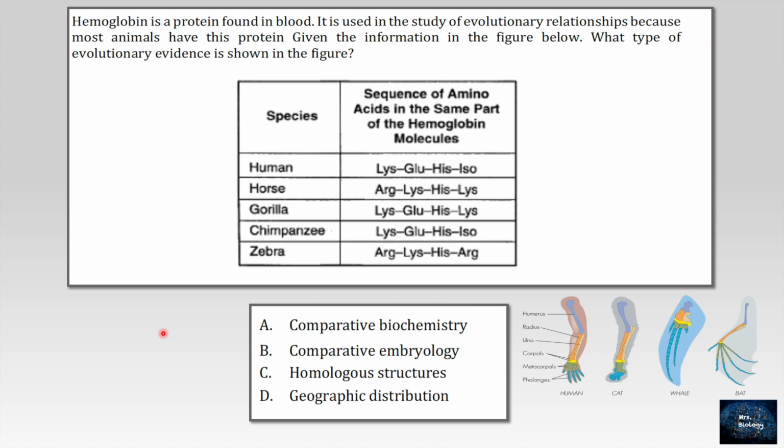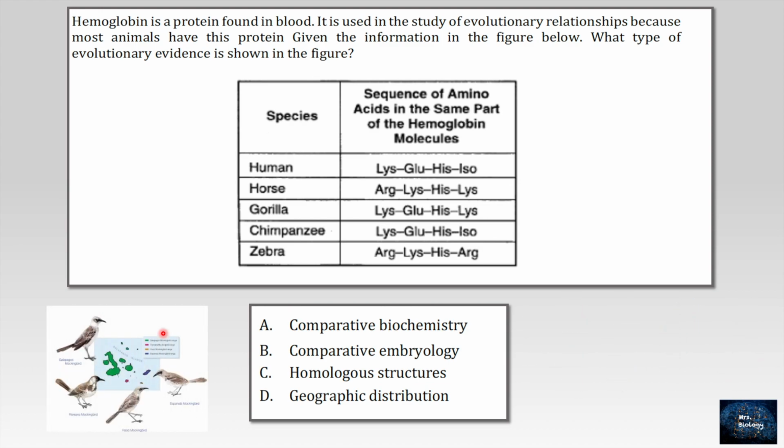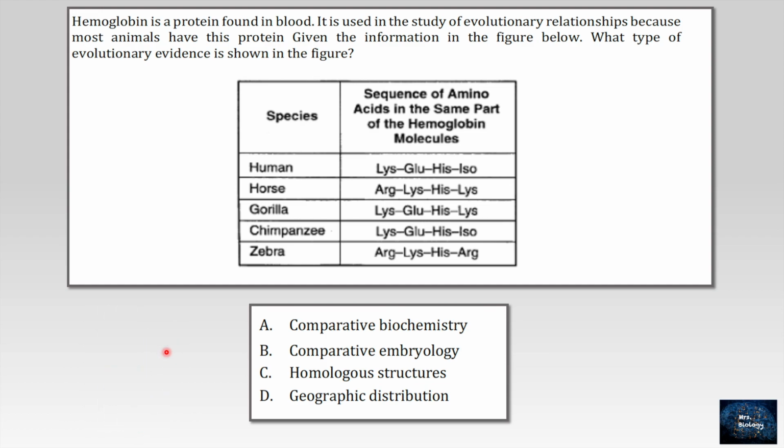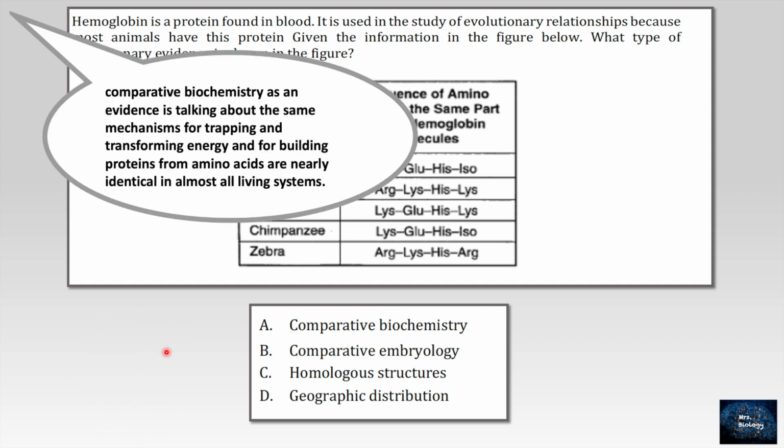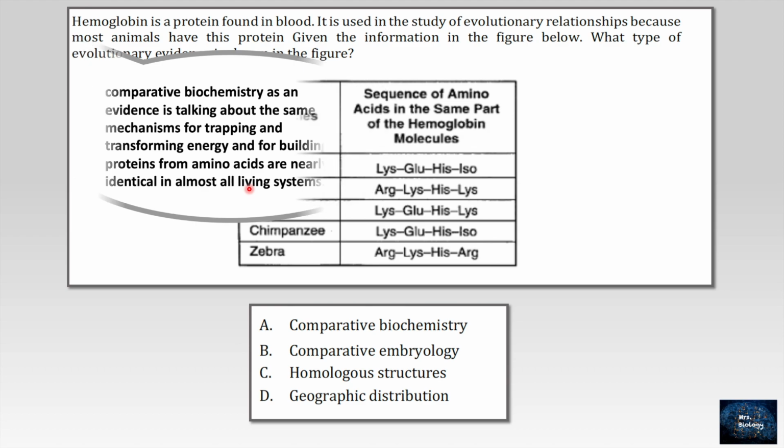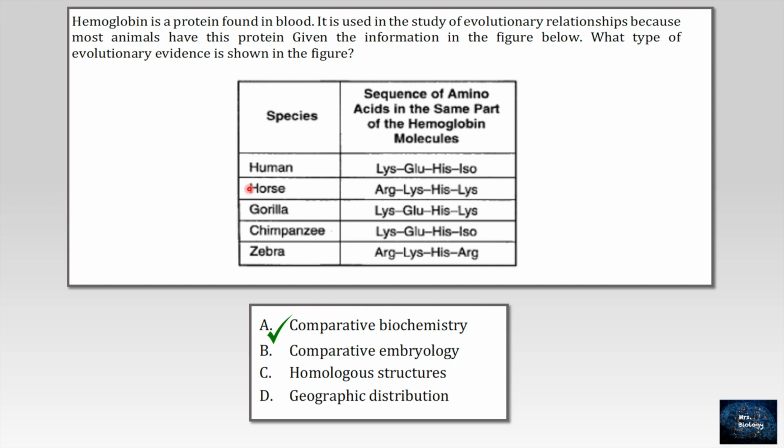Again, as you see, it's not talking about the skeletal system of these organisms. So it's not. D. Geographic distribution. They did not show where all these organisms live to compare. So also it's wrong. So we'll go back again to A, which is comparative biochemistry, as evidence talking about the same mechanism for trapping and transforming energy for building proteins from amino acids. So the right choice here, sure, is A.